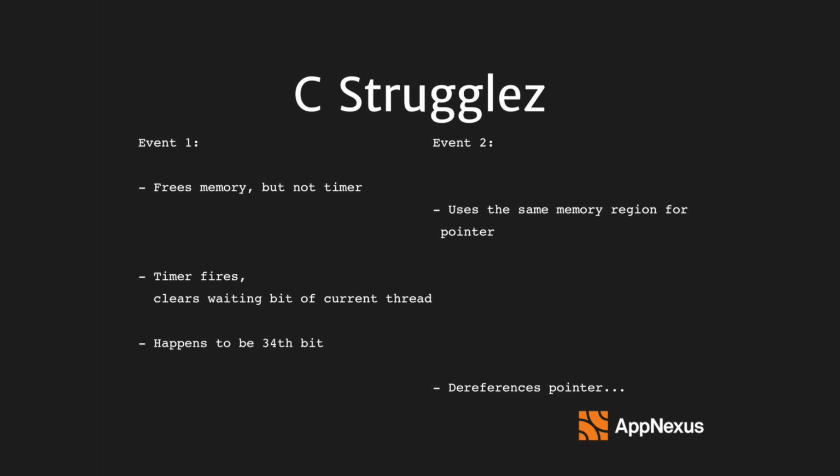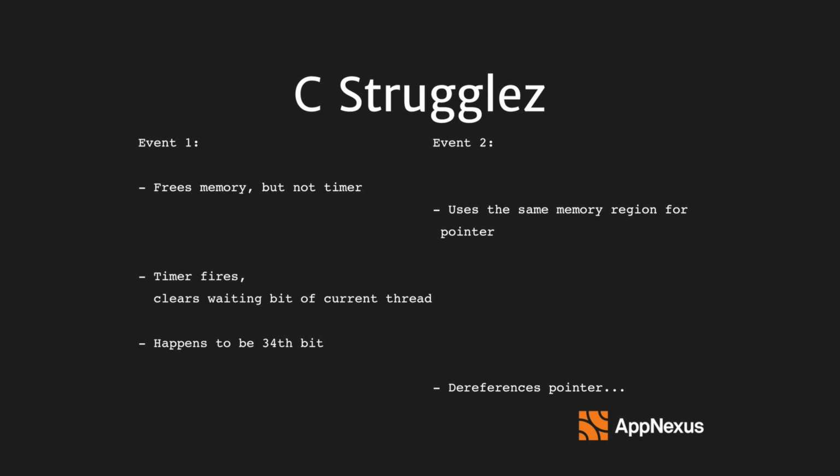Event 1: free this campaign, but not a timer that was attached to that campaign that was going to operate on that campaign at some point in the future. Event 2 says, oh, that memory's free, I'm going to use it because I need some memory for this other object, and uses that memory region for a pointer. The timer at some point later fires and says, oh, this is mine, I need this. This campaign is probably still active because I have a pointer to it.